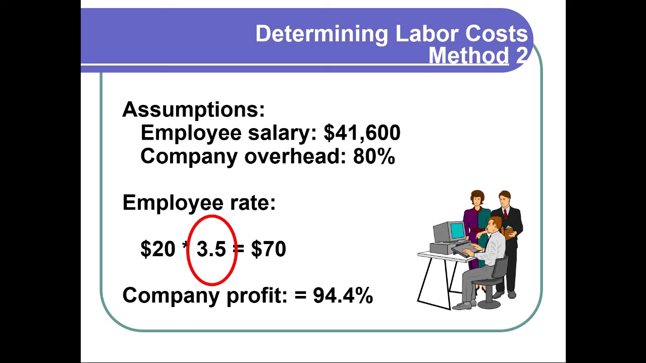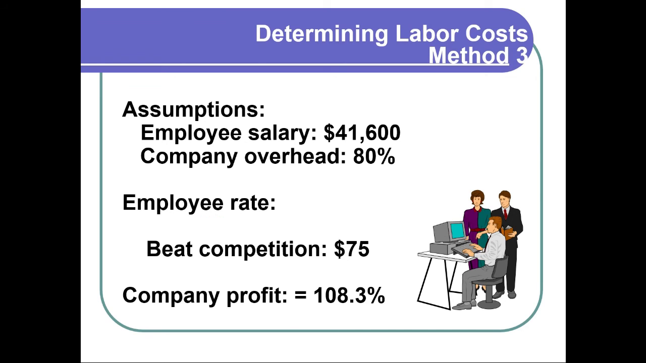You just take the hourly rate of a person and multiply it by this factor, again usually given to you by the finance or accounting department, and now you have your hourly rate. In this case, it works out pretty nicely for the profit of the company, 94.4%. So that's another way it can be worked out.